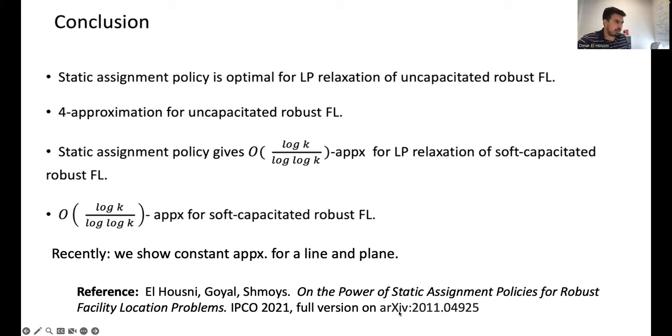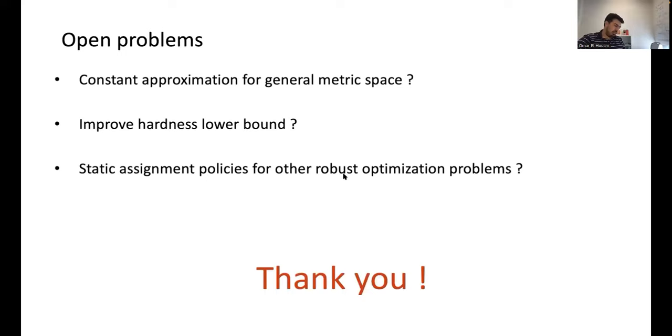And there are a few open problems here. So we still don't know if there exists a constant approximation for the problem for general metric space. I believe that the log over log log K is not tight. And we might get a constant approximation for general metric space. We got it in some special metrics, but it's still an open question. I don't know how to show it. Or maybe we can improve the hardness lower bound. So far, the hardness lower bound is coming from the deterministic setting.